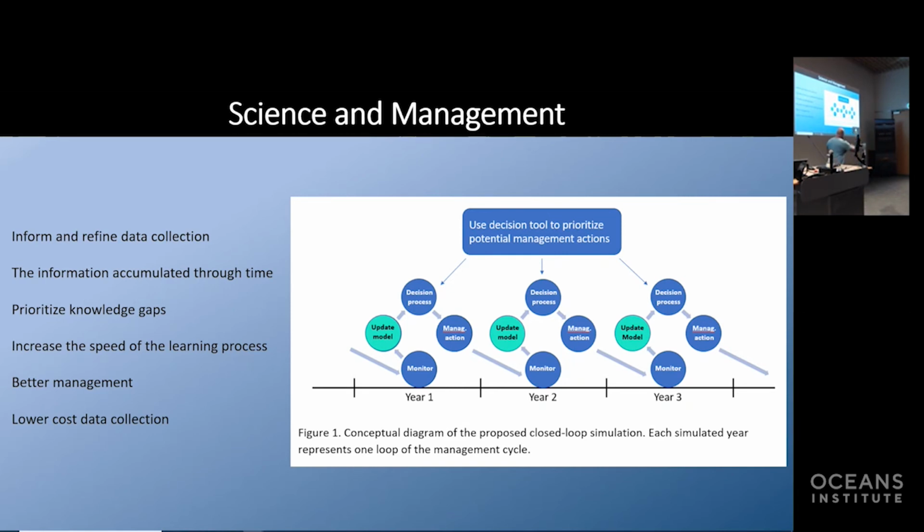In this idea where you've got new data, you update the analysis, and it helps the decision process and management action. The information is accumulating, right? It's not like every year is a brand new year. Every year you get better information for how to manage, right? This is an extremely efficient use of data, and it's planned out, right?